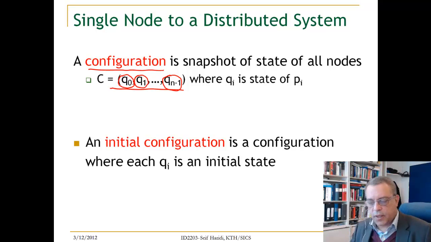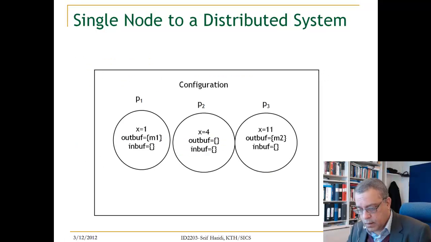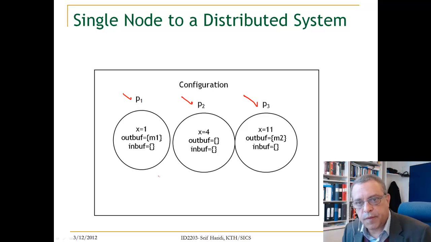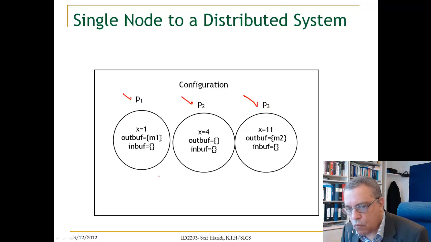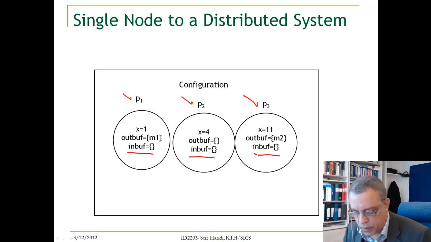And an initial configuration is a configuration where each node is in an initial state. And we know what the initial state of a single node is, so now we know the initial state of a configuration. Here is a configuration for nodes P1, P2, and P3. And here is the state of each node. And this could very well be an initial configuration, because an initial configuration only requires the input buffer to be empty for each node.